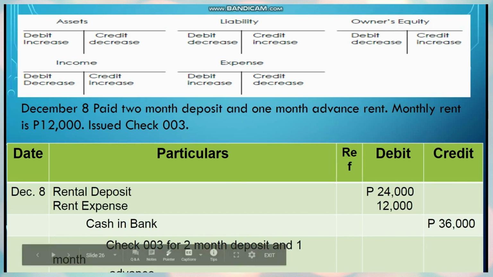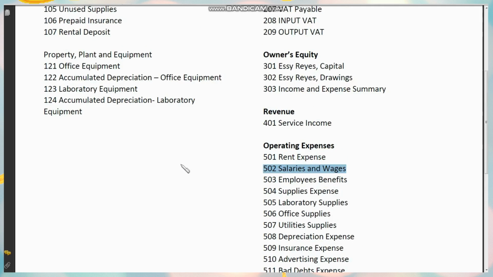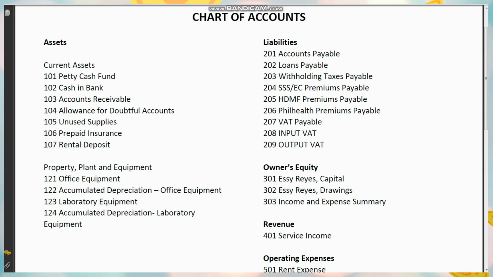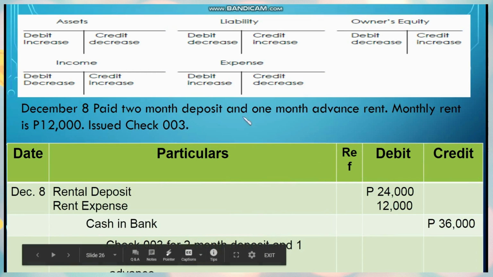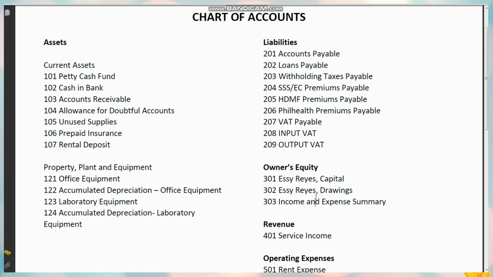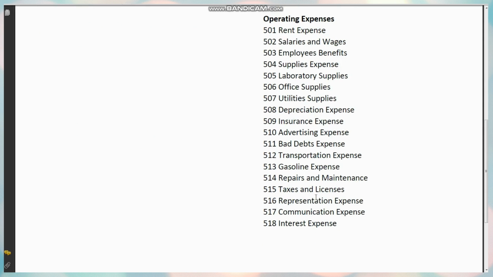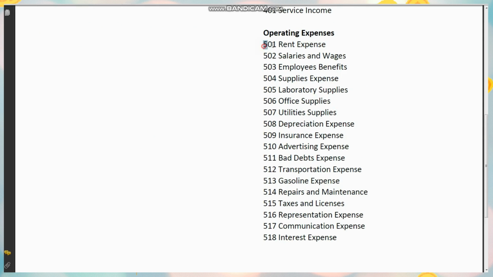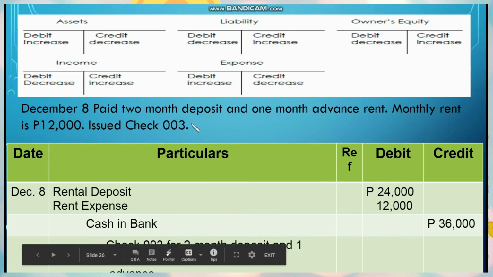For the 2-month deposit, let's look at the chart of accounts. So we have here rental deposit. It is an asset. And then the other one is 1-month advance rent. So we record it as an expense. And let's see, we have here rent expense. And this is an operating expense. It's an expense account. Let's look at the transaction.